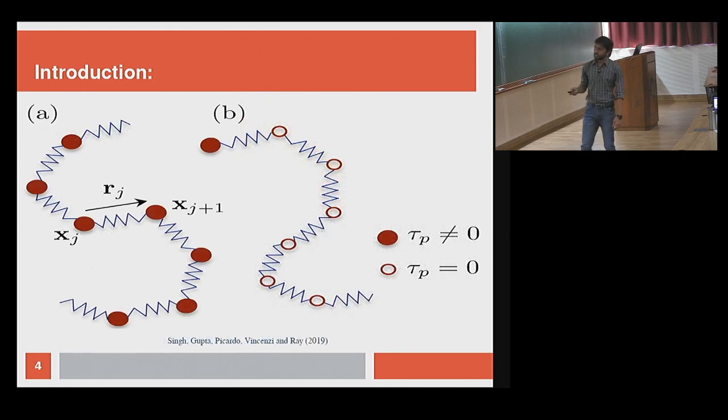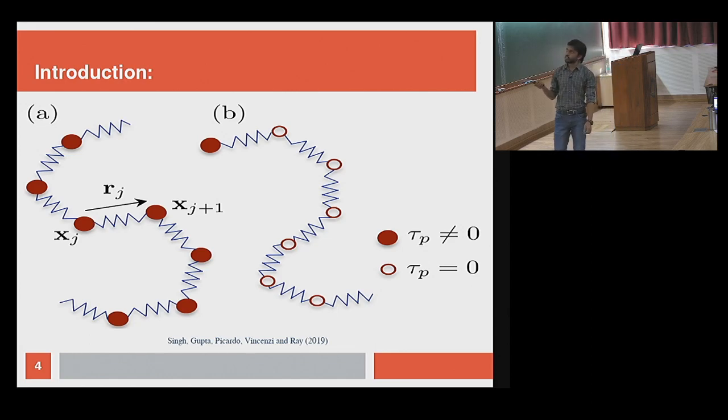To this end, we start with a model of connected inertial particles. We just link these particles. All these red-colored particles, or beads, are connected by springs, and these are fictitious springs. They are just a mathematical artifact that represents the interaction between any two neighboring beads.